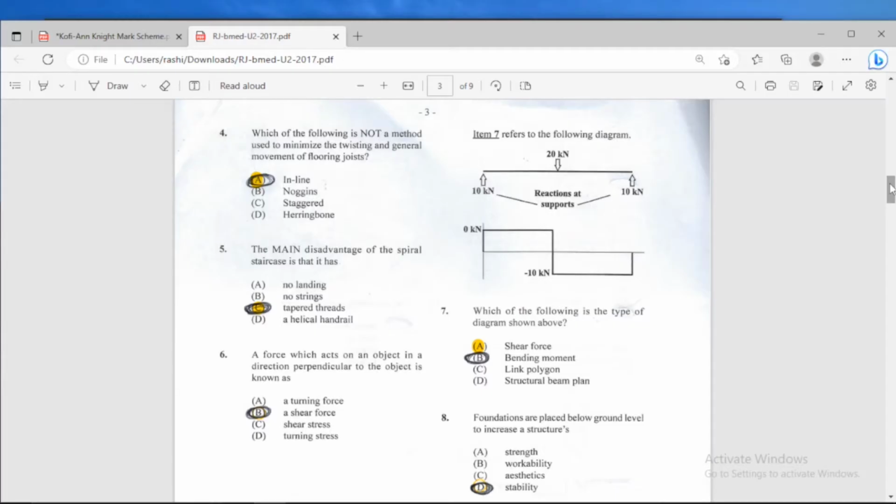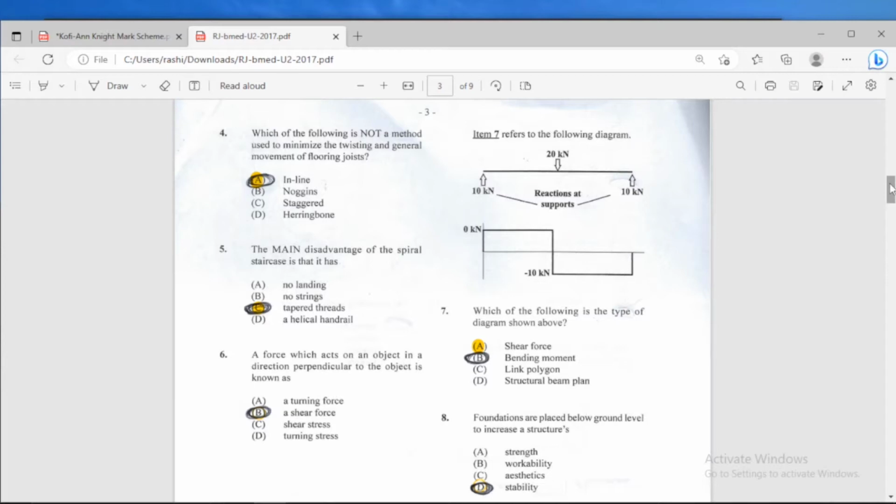And it says, which is not a method used to minimize the twisting and general movement, that would be inline. We could use noggins and we could have them staggered, or we could have them in a herringbone formation, but inline is the method that we wouldn't use here.